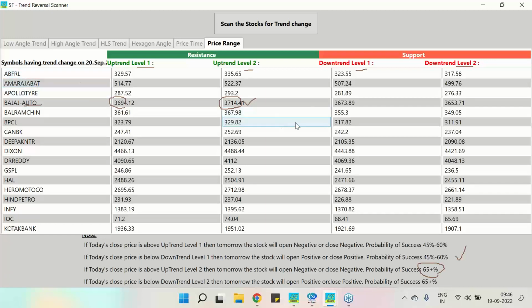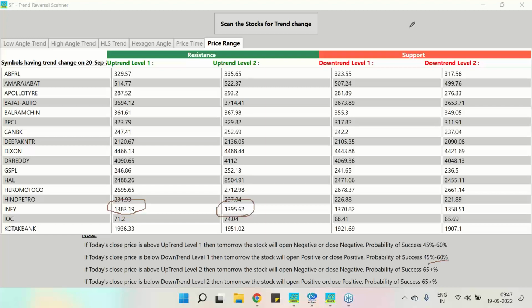But the probability: how will I know which stock is going to honor or accept the trend reversal and which is not? So Infosys, if it is closing today above 1395 positive, then tomorrow there is a 65% chance it will open negative or close negative. If it is closing above 1383 but below 1395, the chance is less. Trend reversal will happen 45 to 60%. The chance that it will honor is less than 60%.